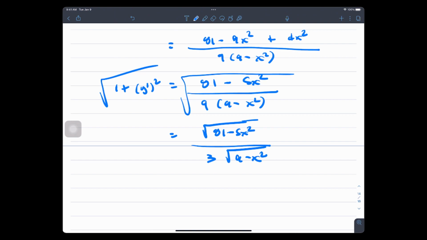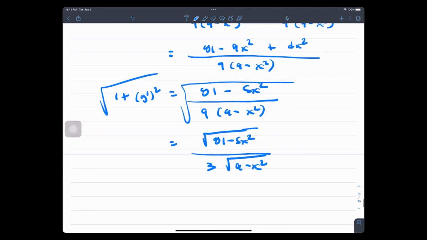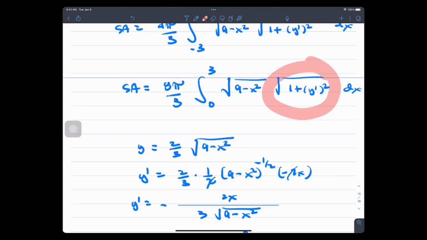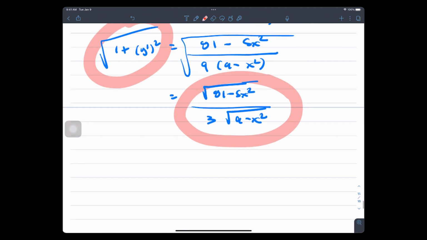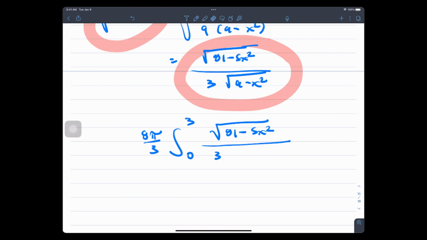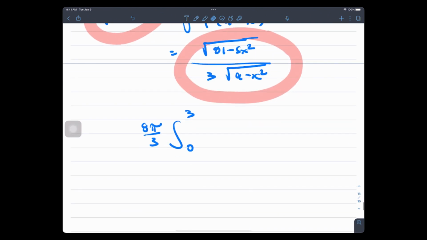Okay? So that is what we're going to have to put where? See this here? Maybe I should have kept it in red. That goes right in here. So let's do this here. 8 pi over 3, is that right? Integral from 0 to 3 of square root of 81 minus 5x squared over, let me go back here. What was that original? Let's put it in order. I don't want to switch the order on you. Square root of 9 minus x squared. Okay?